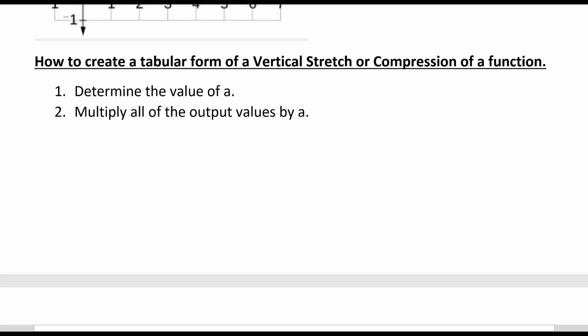How to create a tabular form of a vertical stretch or compression of a function. Determine the value of a and multiply all the output values by a.